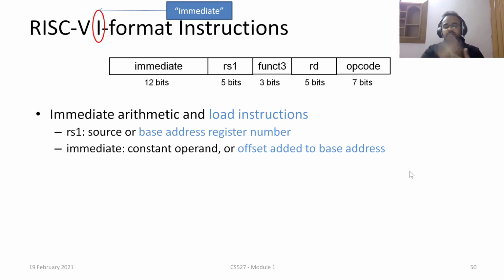And this address will be sent to the memory via the MAR, memory address register, and the value that we get as a reply from the memory will be placed in the destination register. So a quick point, the immediate value is always a 2's complement value with sign extension.